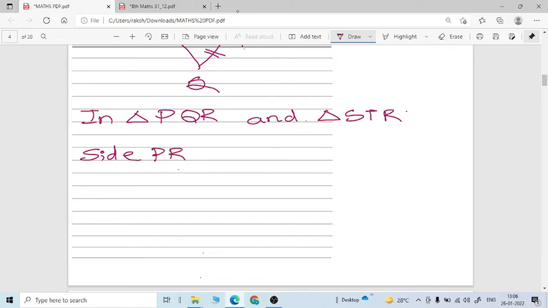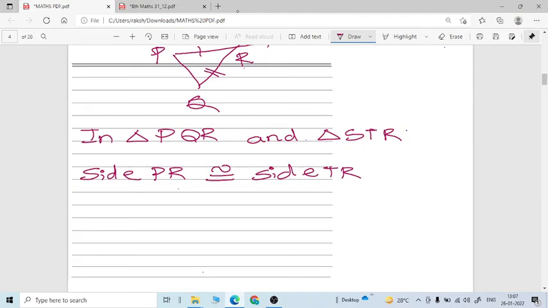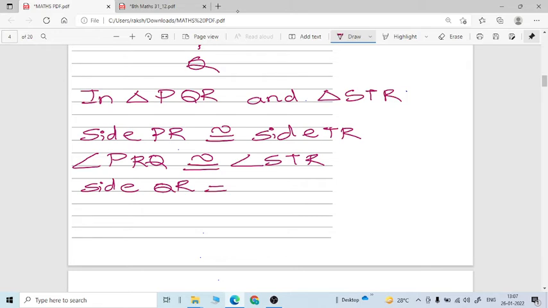Okay, that is side PR is congruent to side TR. Let me write all, then I will explain to you. And angle PRQ is congruent to angle STR, and one more, side QR is congruent. Okay, it's a congruent sign.